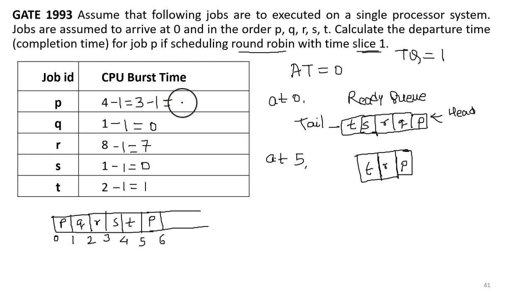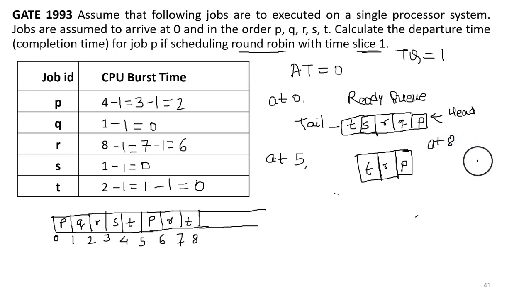Means one part of this P will be executed. Remaining time for P is 2. Then after P, CPU will be given to R for unit time 1. Total time is 7. R will be executed for 1. Remaining time is 6 here. Then after R, next job is T, which will execute for 1, that is up to 8. T will be successfully executed here.